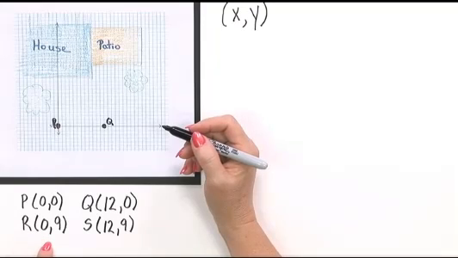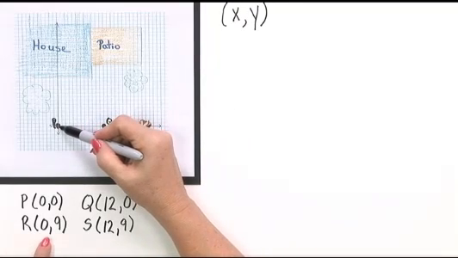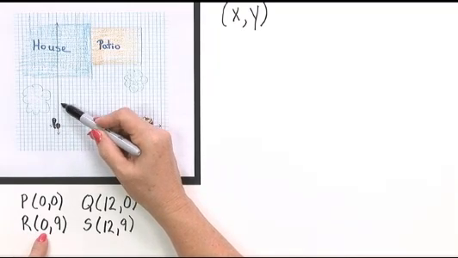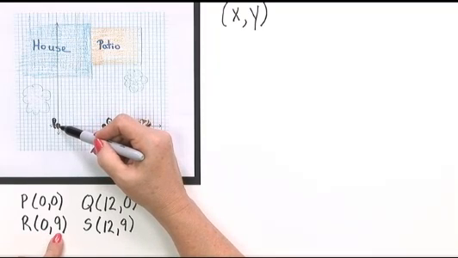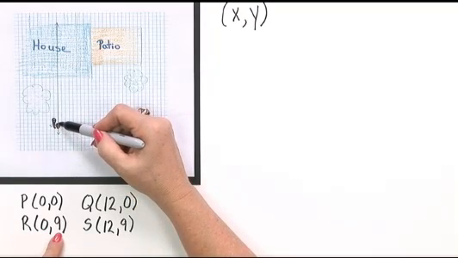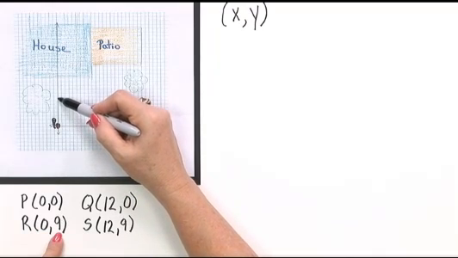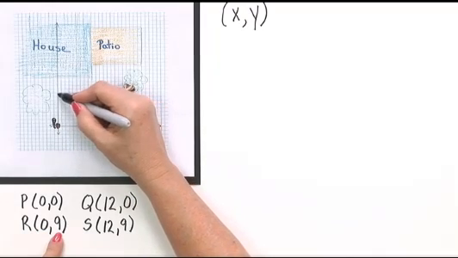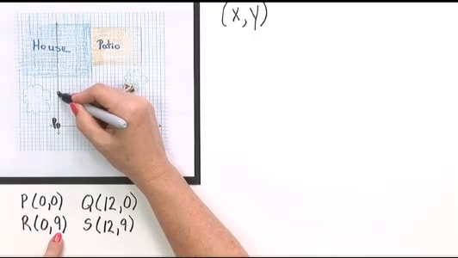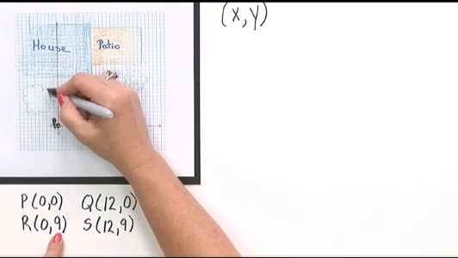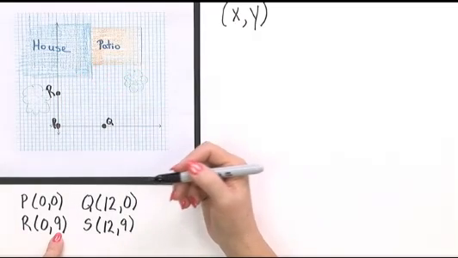Now let's plot point R at 0, 9. We go back to the origin and move 0 units to the right. That means that point R is going to be on the y-axis, and we move 9 units up. 1, 2, 3, 4, 5, 6, 7, 8, 9. So I'll make point R right there and label it really big.